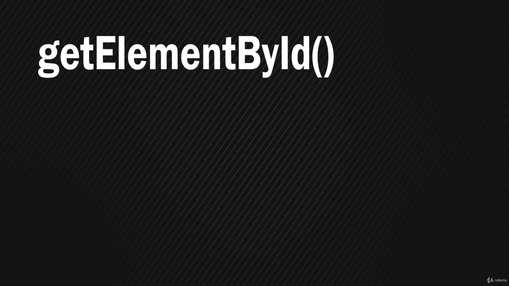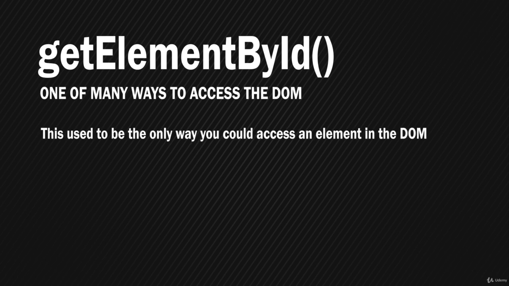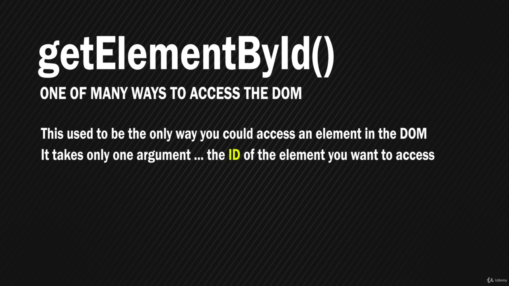We've just seen getElementById is just one of the many ways we can access the DOM. And this used to be the only way you could access an element in the DOM. It's also a very intuitive and easy method because it only takes one argument. And of course it takes the ID of the element we want to access.